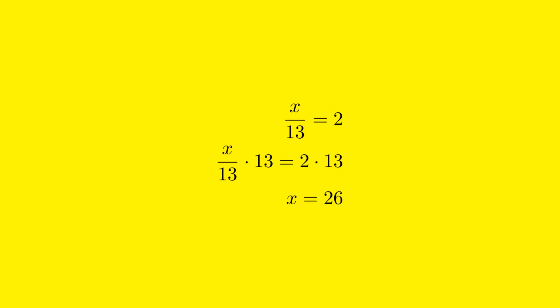When we multiply the left side by 13, the 13 in the numerator and the denominator will cancel each other out, leaving us with x alone. On the right side, we simply multiply 2 by 13.